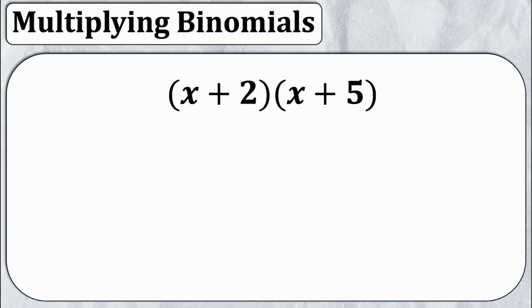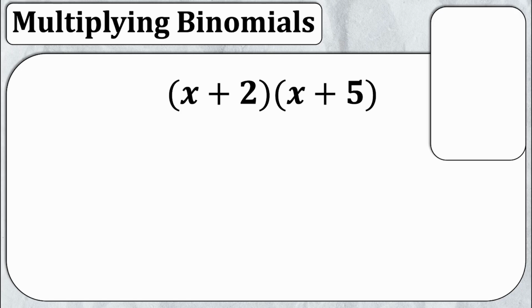Let's take a look at a simple mathematical way to organize the distributing of these brackets. The first multiplication we're going to do is the first two terms of each set of brackets. So we have an x as the first term in the first bracket, and we have an x in the first term of the second bracket as well. So if we multiply the two first terms, we get x times x, which is x squared.